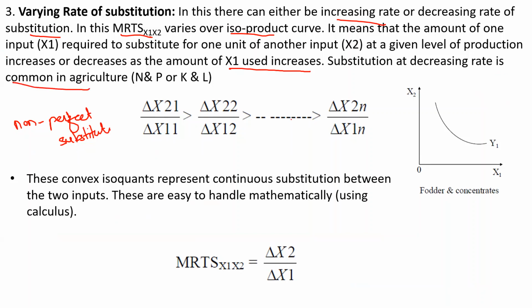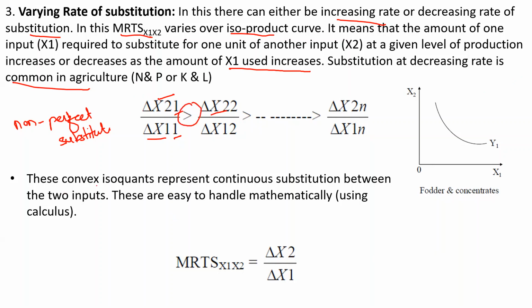जो भी substitution वो decreasing rate में हो तो वहाँ this is the commonly found in agriculture and it can be expressed as delta x2 x21 divided by delta x1 x11. This is the x2 for first combination and x1 for first combination. It is greater than change in x22 divided by x12. So here even though if this is decreasing rate, here sign will be increasing.